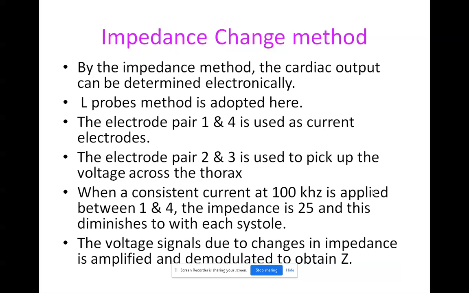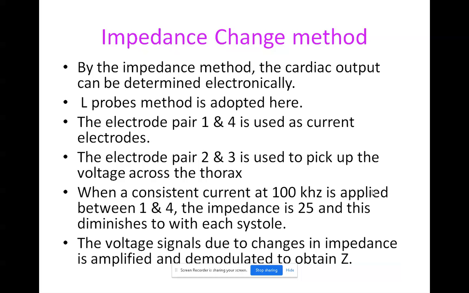The electrode pair 1 and 4 will be used as current electrodes. The 2 and 3 electrode pair will be used as voltage electrodes, used to pick the voltage across your thorax. When a constant current at 100 kilohertz is applied between 1 and 4, the current electrodes, the impedance value of 25 ohm will be diminished with each systole.